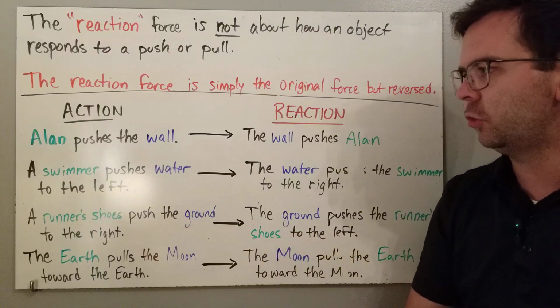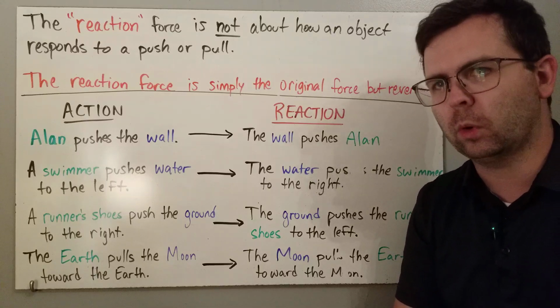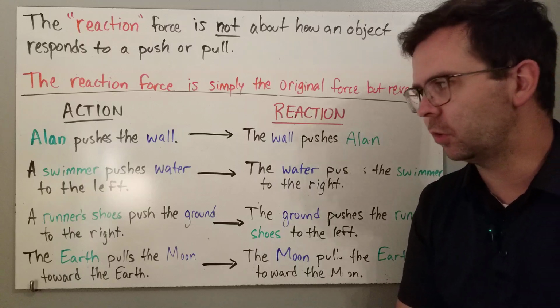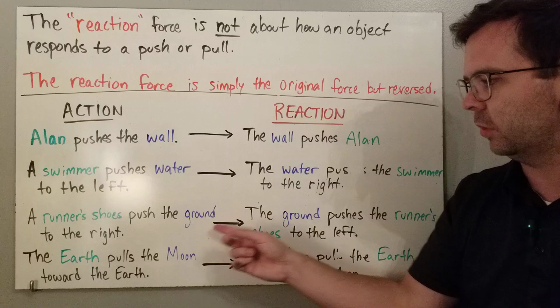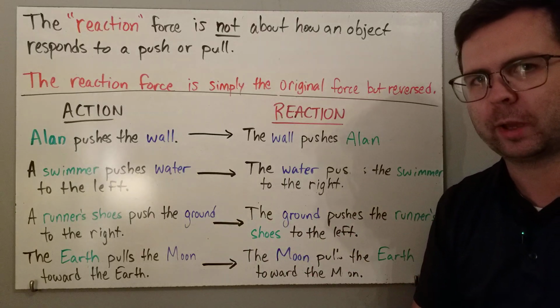A runner's shoes push the ground to the right. You've got to have good traction to be walking or running. And so when you're walking or running, you push your shoes against the ground. The reaction is the ground pushes the shoes to the left. So the ground pushes back on the shoes.